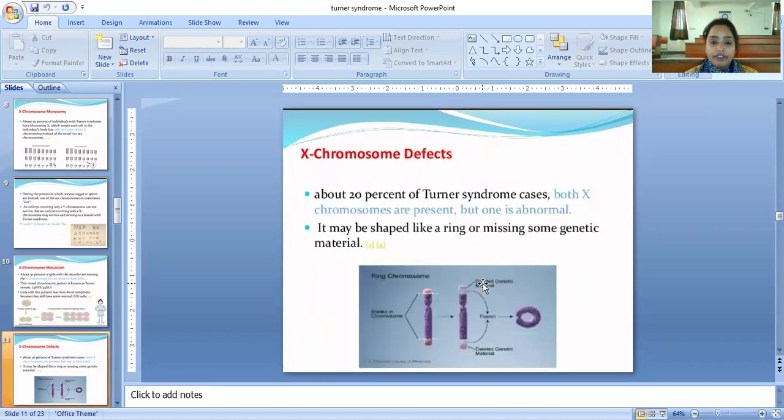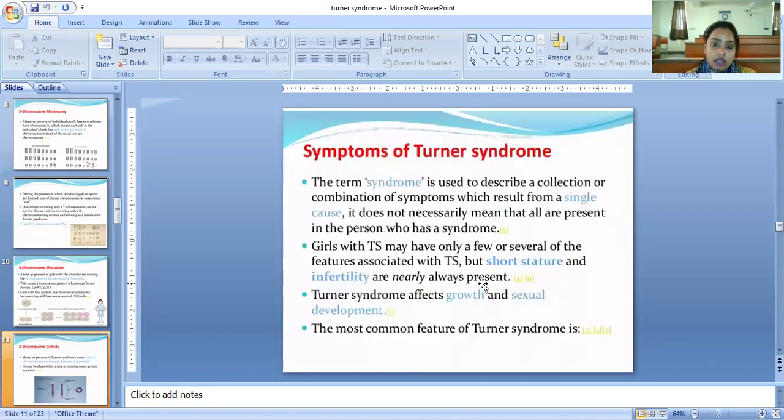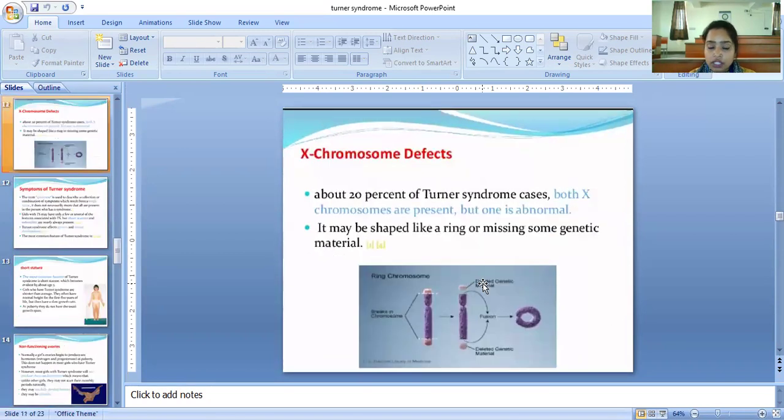X chromosome defect is the third form. In about 20% of Turner syndrome cases, both X chromosomes are present, but one is abnormal. It may be shaped like a ring, or be missing, or some genetic material may be missing. So these are all three types of Turner syndrome.